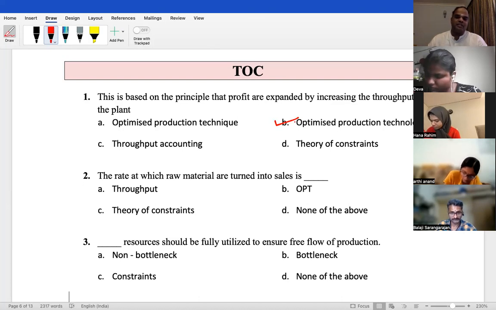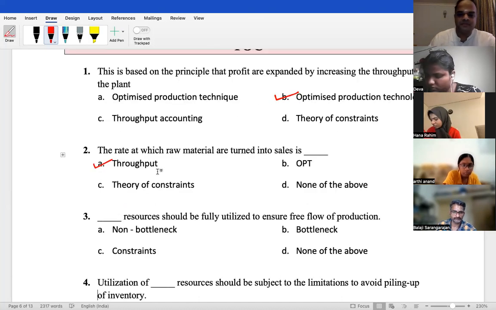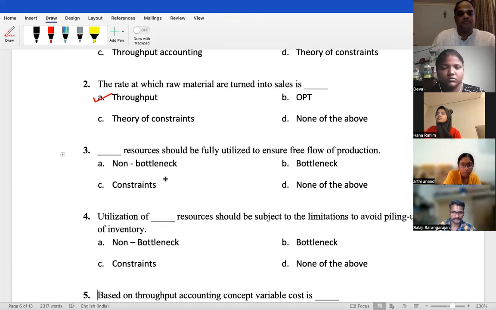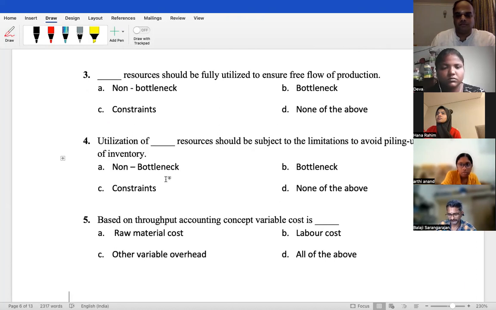The rate at which raw materials are turned into sales is known as: throughput, optimized production technology, area of constraint, none of the above. A. That's the throughput. The measurement is called the throughput accounting ratio. What is the formula for the throughput accounting ratio, Arthi? Sir, number of raw material converted into sales. No. What is the formula? Throughput accounting: time required by available time into 100.